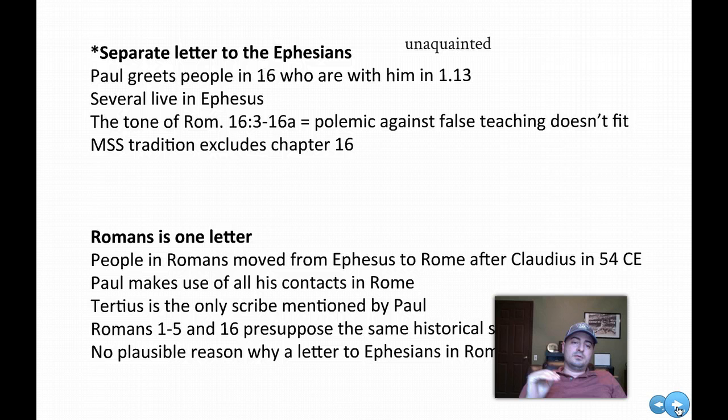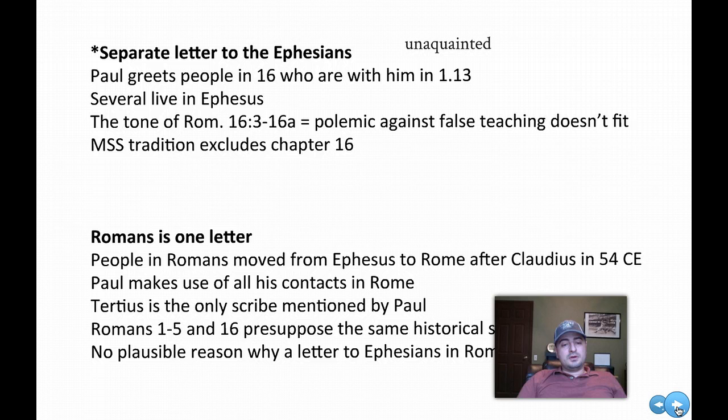For one thing, remember those people that supposedly live in Ephesus and were unacquainted with him. They moved from Ephesus to Rome after Claudius let Jews back in 54 CE. Now, in about 52, all of the Jews were expelled from Rome, and a lot of Roman Christians, like other people, fled to other cities like Ephesus and Corinth. And apparently, a lot of Christians moved together to Ephesus and then moved back to Rome in 54. And that explains the presence of Ephesians in Romans 16.